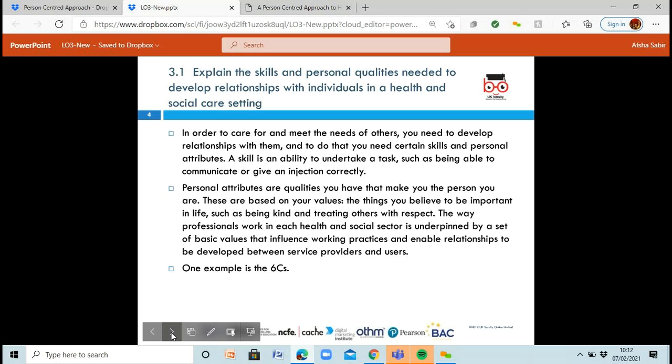So when we're talking of personal qualities and how we need these to develop relationships, it's all just about how you work, about what you believe in, about what you think is going to influence your working practices. So we've got some examples of this. An example of this is the 6 C's of a person-centered approach. I will get onto that in just a moment, but I want to talk about communication first.